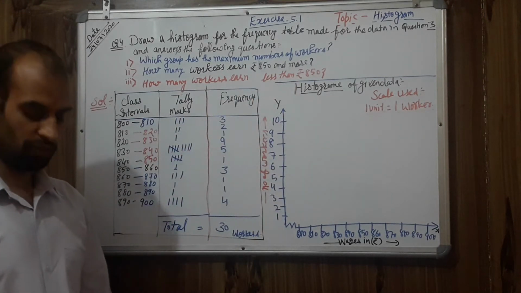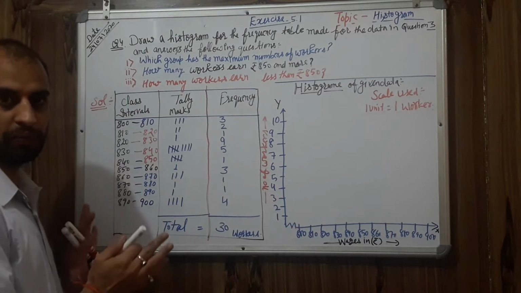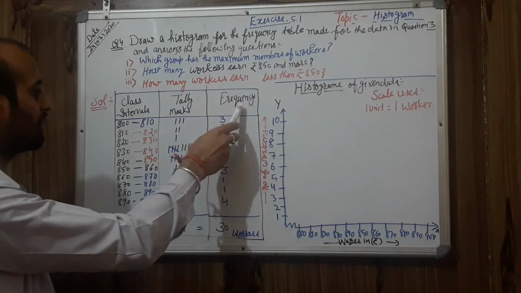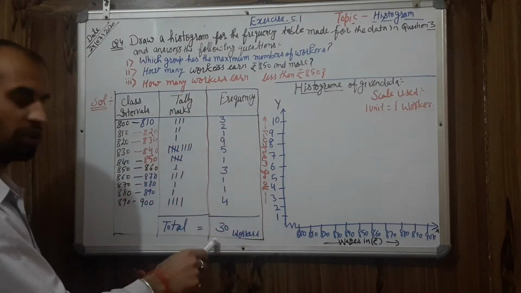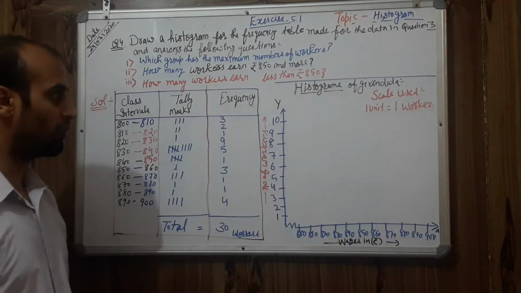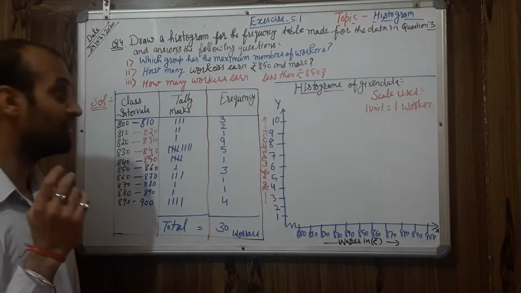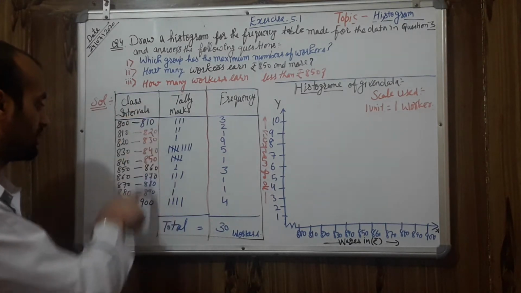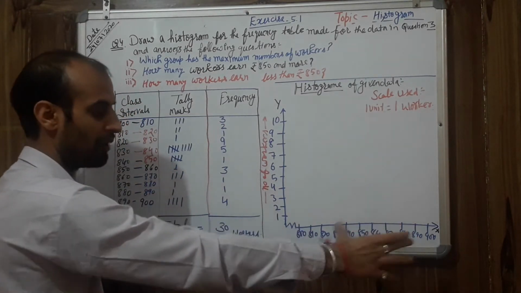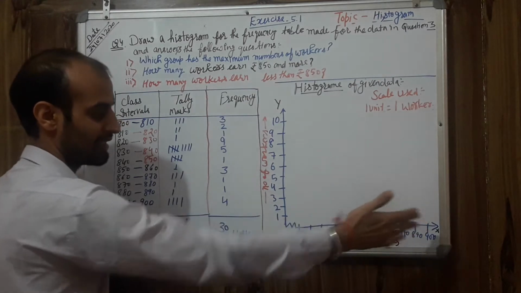So in this question, the first task is to write the answer of question number 3, which I have already written here: class interval, tally marks and frequency. This is the answer of the third question. Now the next part, how to draw the histogram. First, the grouped frequency, the class interval, we always take along the horizontal axis. Keep in mind we need it on the horizontal axis or x-axis.